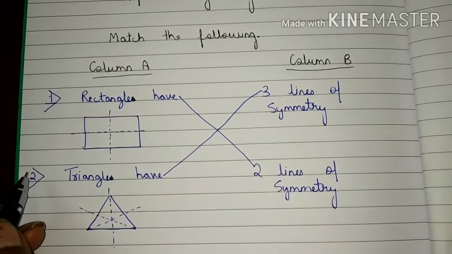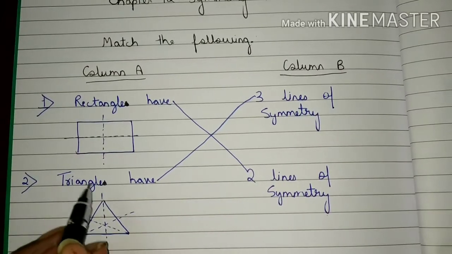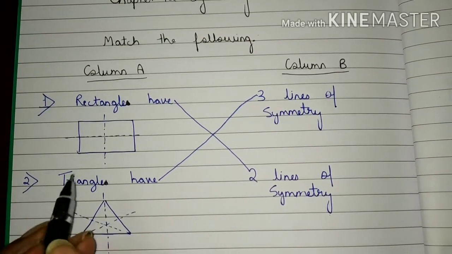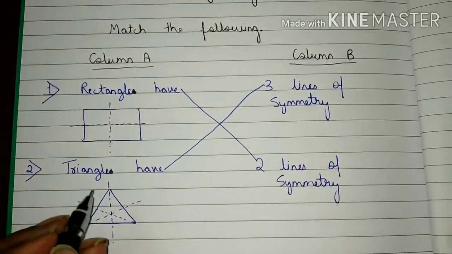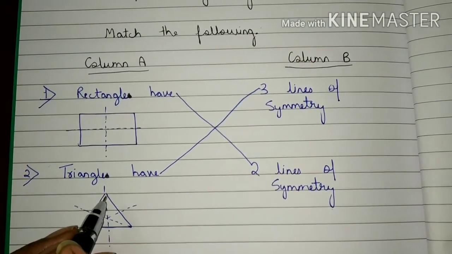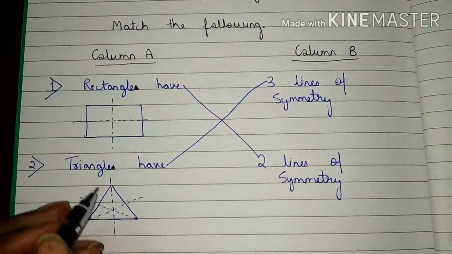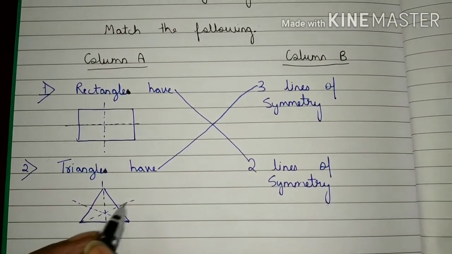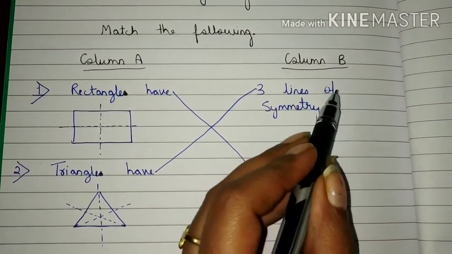Now come to question number 2. Triangle have. How many lines of symmetry does a triangle have? So, a triangle has 3 lines of symmetry. Now look at this figure. This is a triangle. You can see that a triangle has 3 lines of symmetry. One is this, second is this, and third is this. So, a triangle has 3 lines of symmetry.